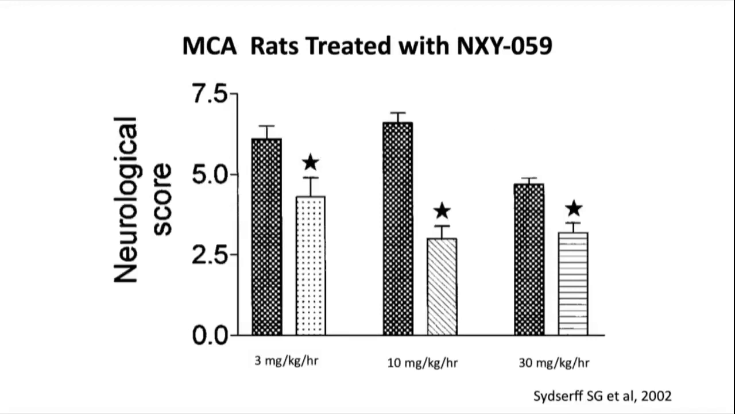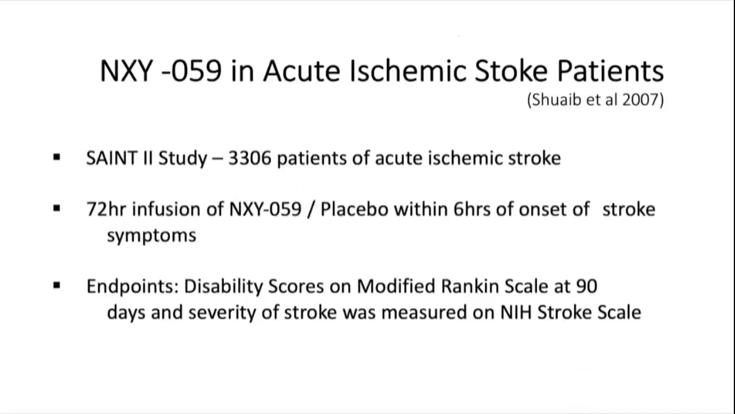So people went on to do a clinical study. In fact, there were several studies that have been done. I would like to highlight just one of them, the SAINT 2 study, because the SAINT 1 study was on fewer patients. This was done on a large number of patients with acute ischemic stroke. They gave an infusion of the drug for about 72 hours, or a placebo, within 6 hours of onset of stroke. Clinically, when a patient has had a stroke, it takes at least a few hours to get to the hospital. So to replicate that, they had to do the study in the same way.